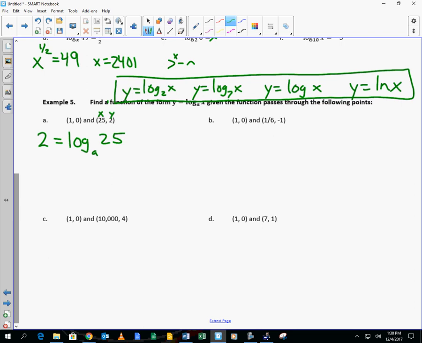So that means, what number do I square to get 25? I square 5 to get 25, right? So a is 5. Is everybody in agreement there? You write that on the test, I take a point off because you've not written a function. The function needs to be in that form. So y is equal to what? Log base 5 of x. I need a y in there. I need an x in there. Okay, we'll try again.